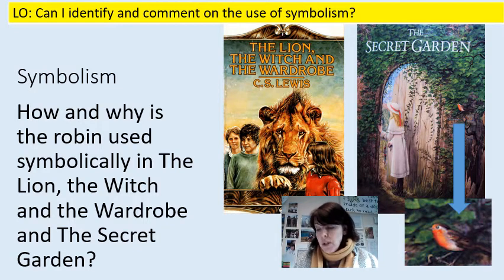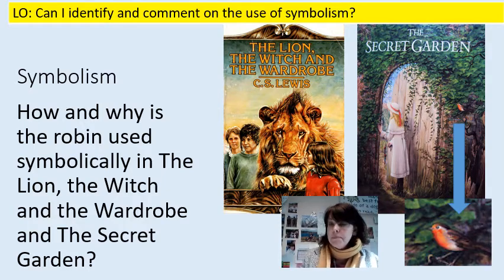We're going to be asking ourselves the question, how and why is the robin used symbolically in The Lion, Witch and the Wardrobe, and another children's adventure story called The Secret Garden? And if you're interested in pursuing The Secret Garden further, there was a very good film version of it made last year that's available on Amazon Prime, possibly Netflix as well. And it's a great book as well. So dig out the book. It'll be free online somewhere if you just type in Read The Secret Garden.